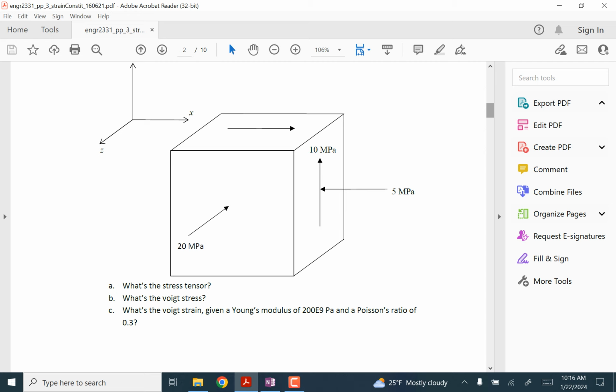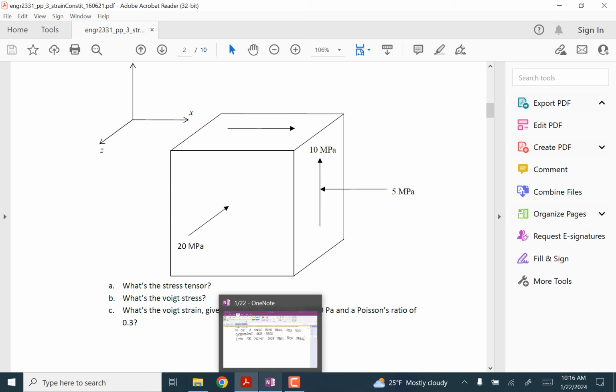Okay, so, all right, so first let's put this in a stress tensor. But when I did the sign switching, it didn't make sense with the formula. Yeah, right, I got you.